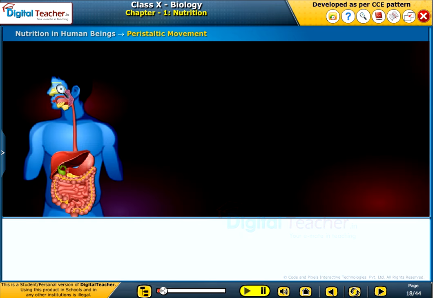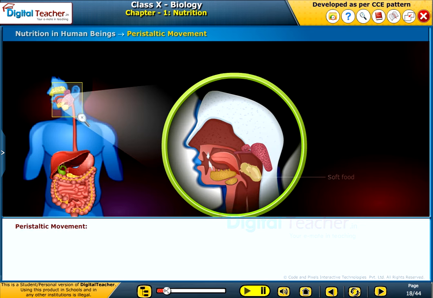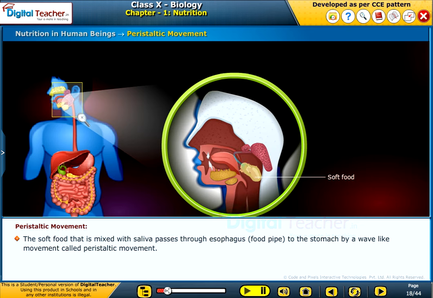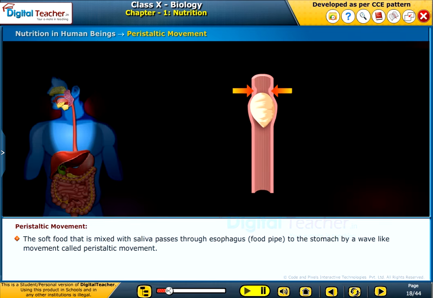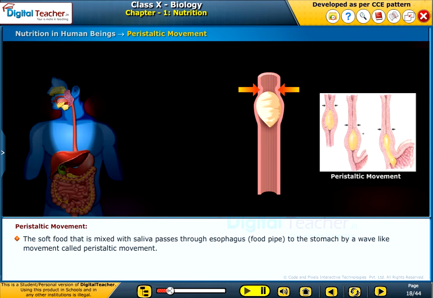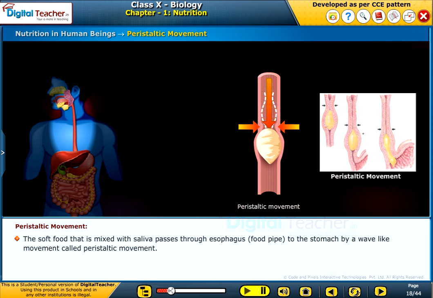Let us now learn about the movement of food from the esophagus to the stomach. It is technically called peristaltic movement. The soft food that is mixed with saliva passes through the esophagus or food pipe to the stomach by a wave-like movement called peristaltic movement.